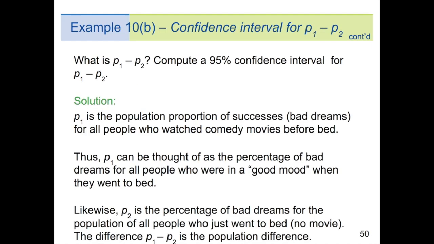What is p sub 1 minus p sub 2? Compute a 95% confidence interval for that. p sub 1 is the population proportion of successes, bad dreams, for all people who watch comedy movies before bed. Thus, p sub 1 can be thought of as the percentage of bad dreams for all people who are in a good mood when they went to bed. Likewise, p sub 2 is the percentage of bad dreams for the population of all people who just went to bed. The difference, p sub 1 minus p sub 2, is the population difference.